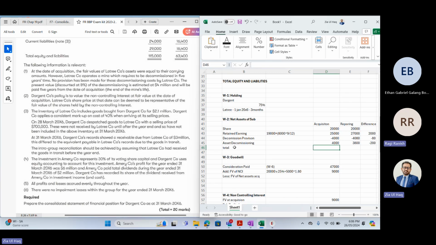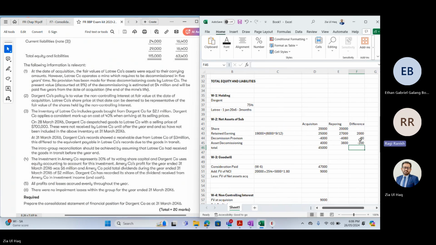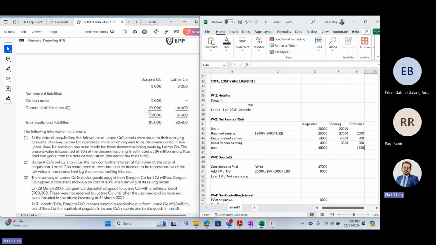25 plus 20 minus 4 plus 4. 45,000. Minus 4 plus 4. That provision is a negative figure, a liability. Okay, what else are we having? What's the share difference? 1720. That is 20. And out of this 1720, how much is the holding for the parent company?